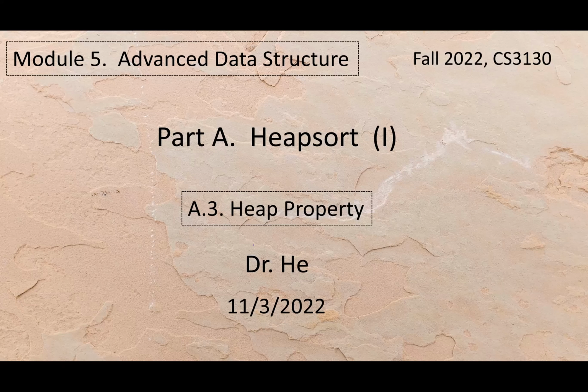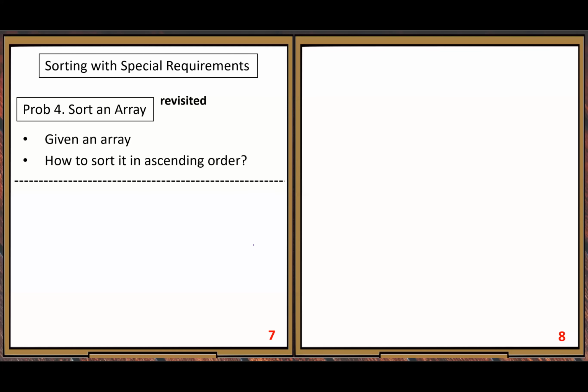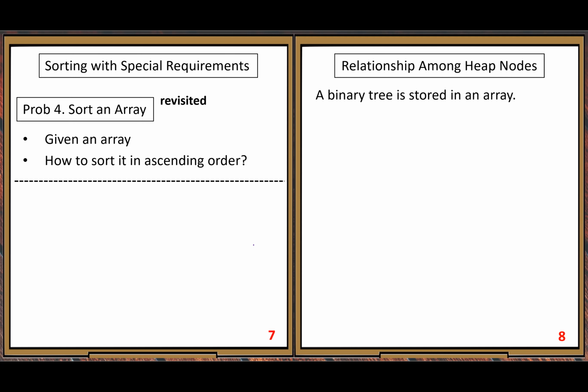8.3, heap property. The main parent-child relationship. That's the heap property. So let's look at that definition. Relationship among heap nodes. A binary tree is stored in an array. It's possible if we can define the relationship among heap nodes, then we can represent a binary tree.